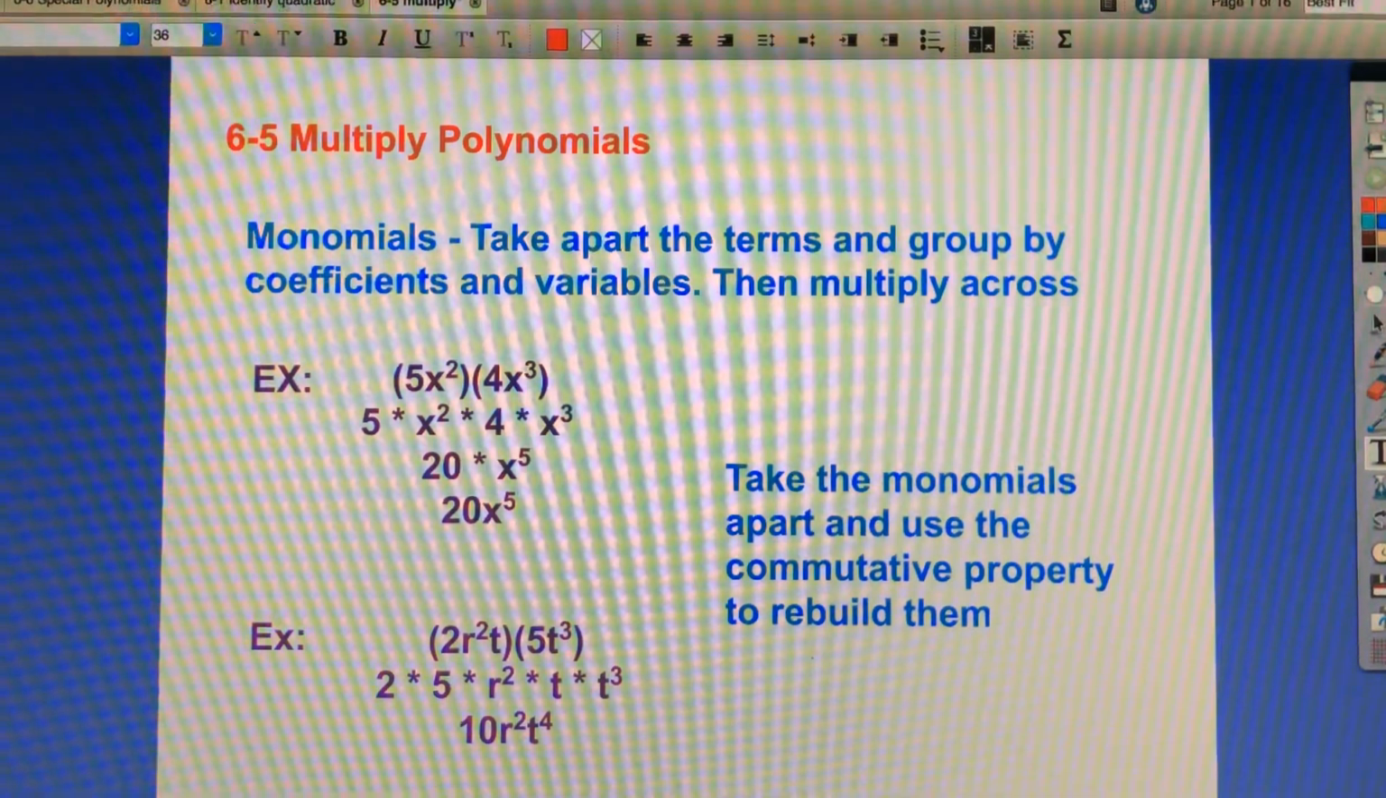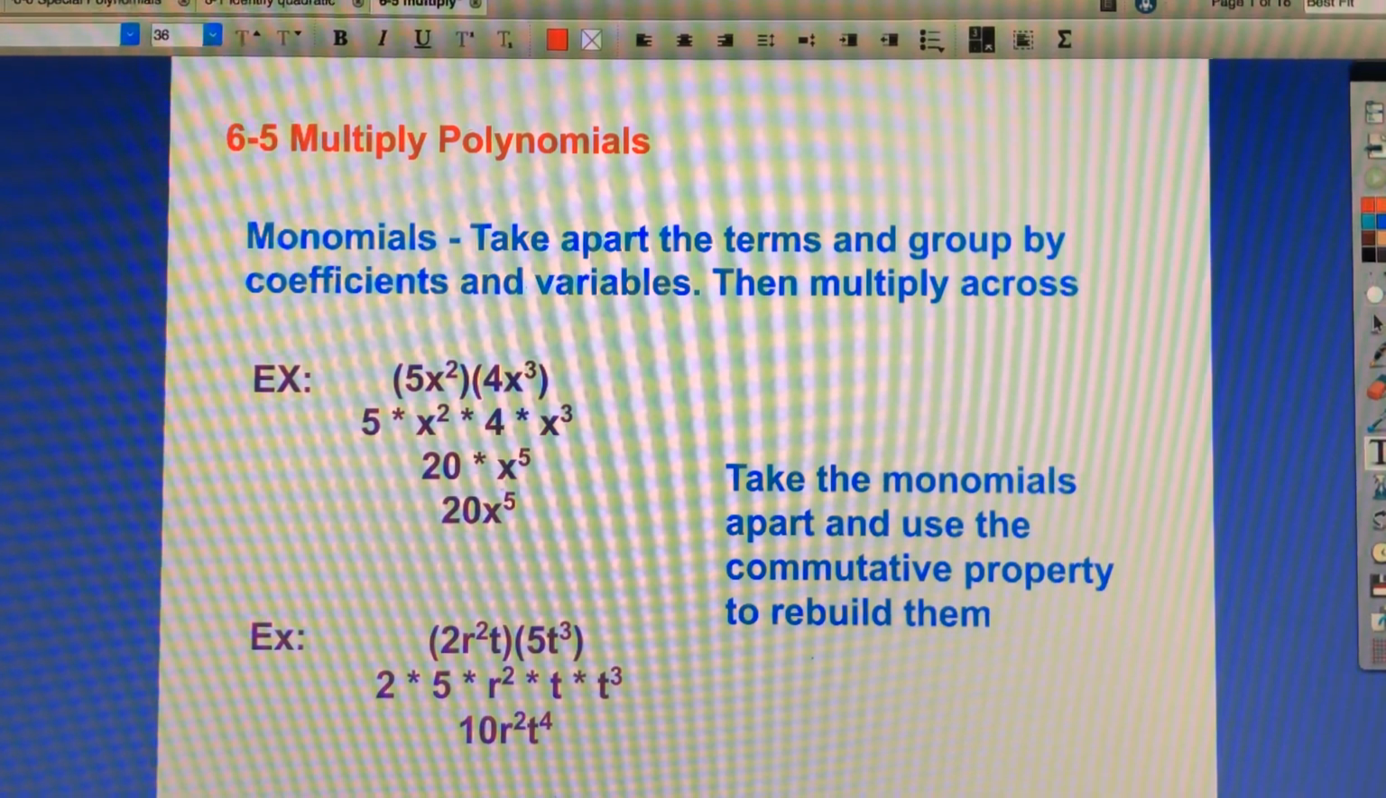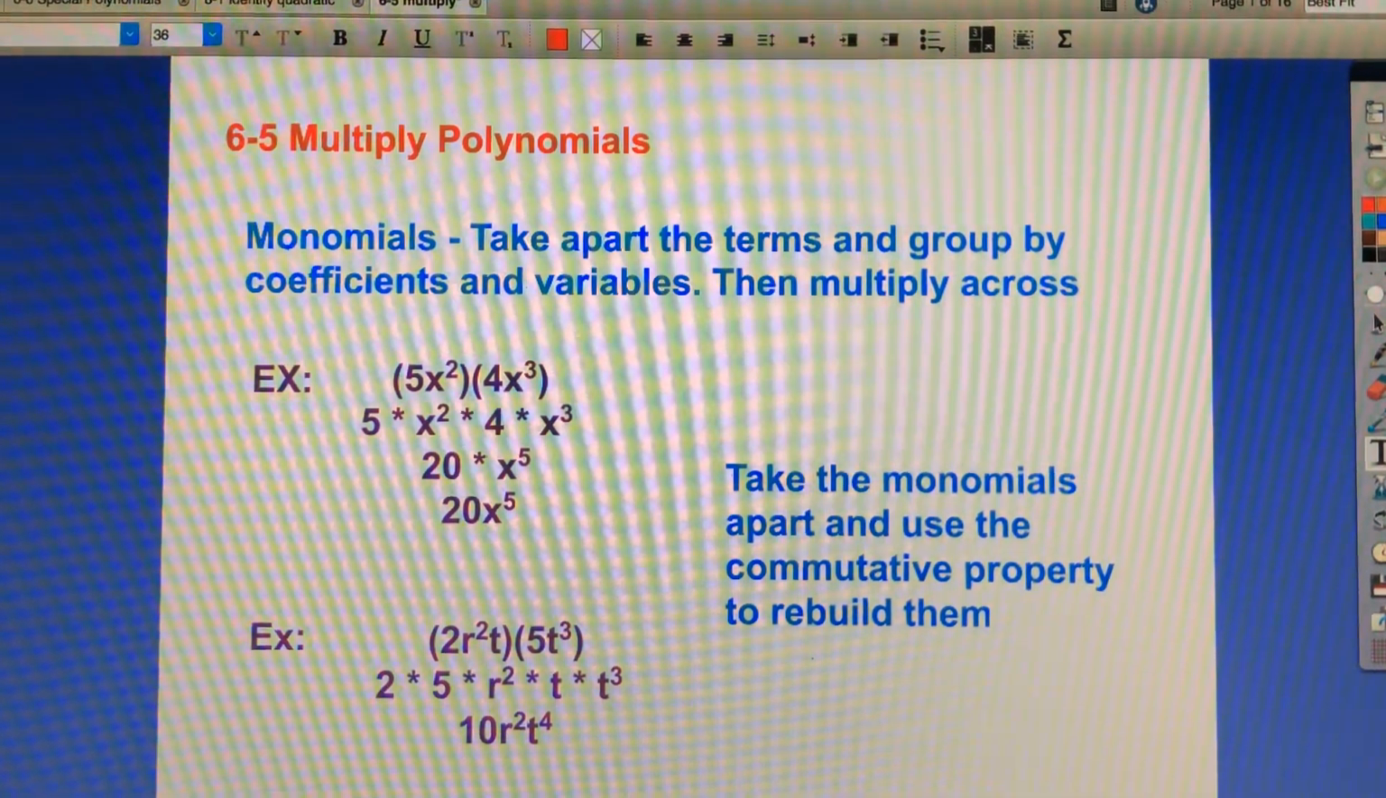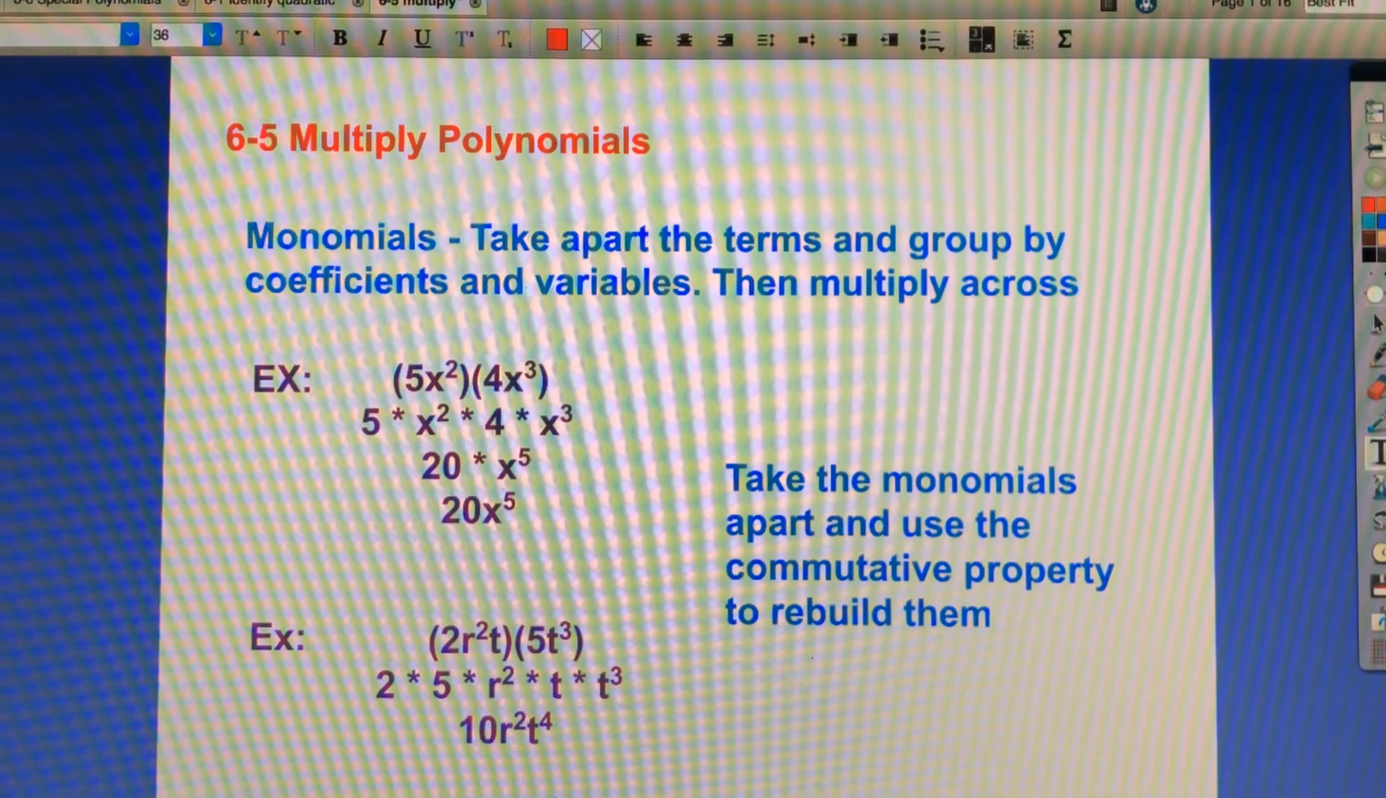Next example, 2r squared t times 5t cubed. You can see it's a lot of work to pull it all apart, but I just want to make sure that you see the base the long way, so that whenever you don't remember the shortcuts, everybody can go back and just do it the long way.